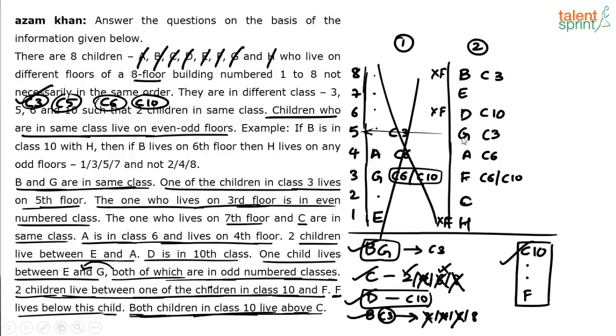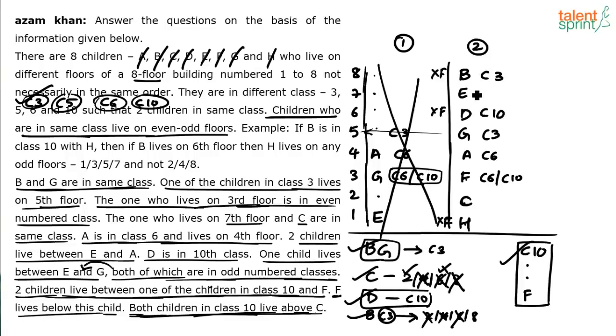B and G are in the same class. Yes. Done. One of the children in class 3 lives on 5th floor. Yes, that is also done. The one who lives on 3rd floor is in an even number class. 3rd floor is even number class, still possible. C6 and C10 both are possible, right? The one who lives on 7th floor and C are in the same class.